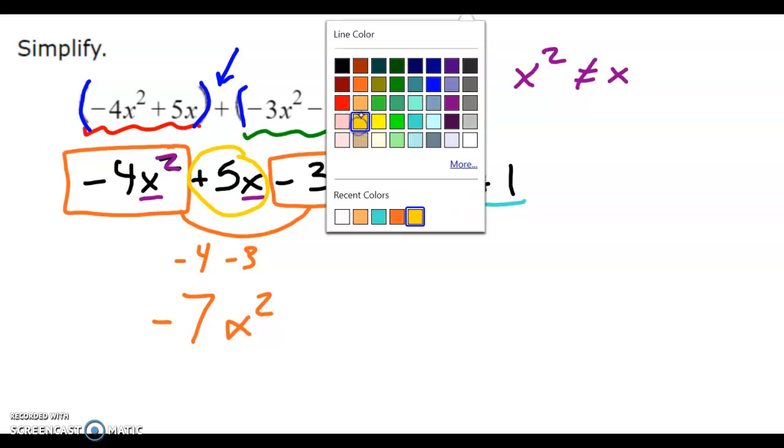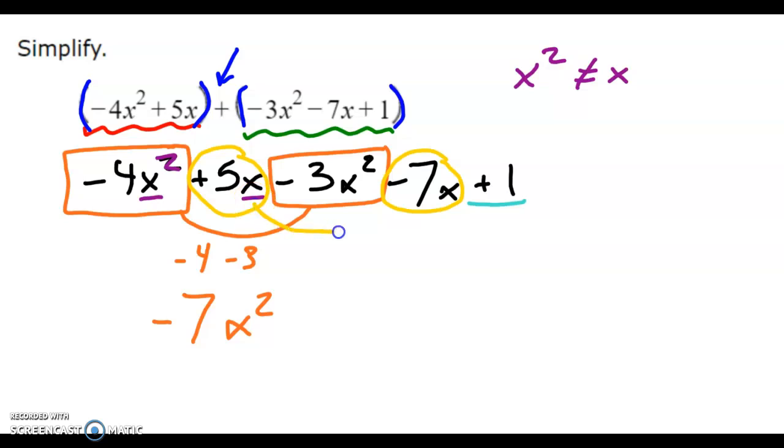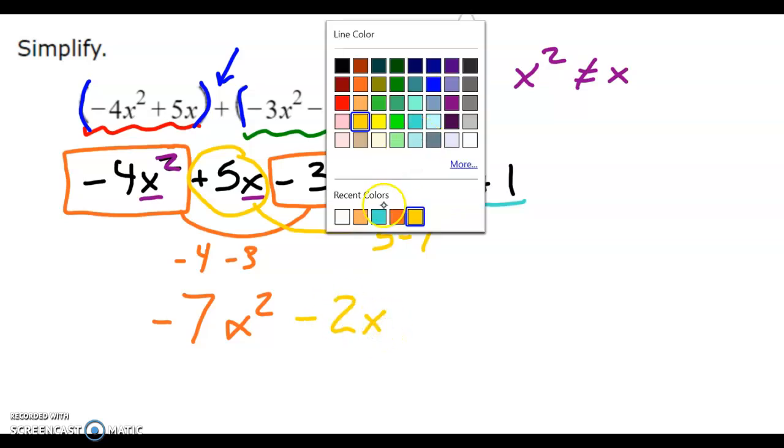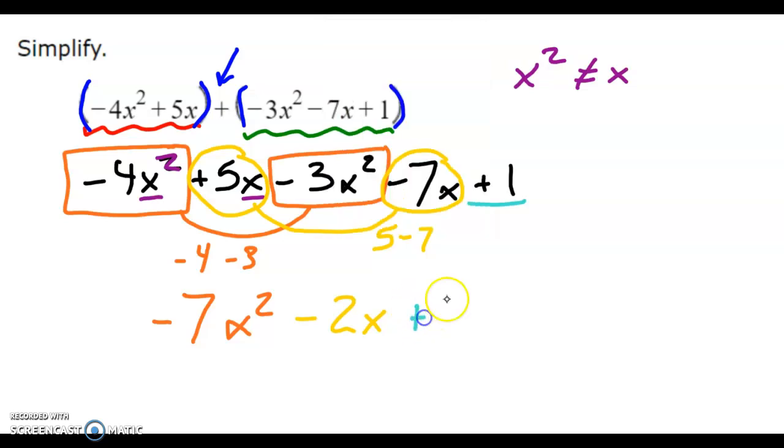With the x's, we've got 5x minus 7x. Again, really, it's just 5 minus 7, which is negative 2, and it's an x term because they're both an x. And then that plus 1, there is no other constant to combine with it, so it just stays as plus 1. You have no more like terms in that situation. There's nothing else that can combine.